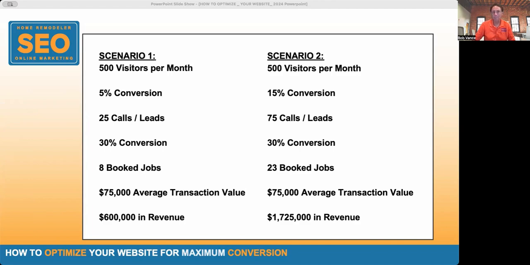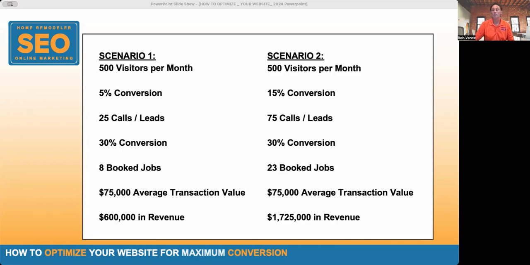But now, if we can make a couple of tweaks, a couple of improvements to our website, to get it to convert at a better level without spending any additional dollars on advertising, so we're not spending any more money, we're just making some tweaks to get better conversion rates, we can take that same traffic of 500 visitors, that same flow of visitors getting to our website, and now let's say we convert them at a 15% conversion rate.